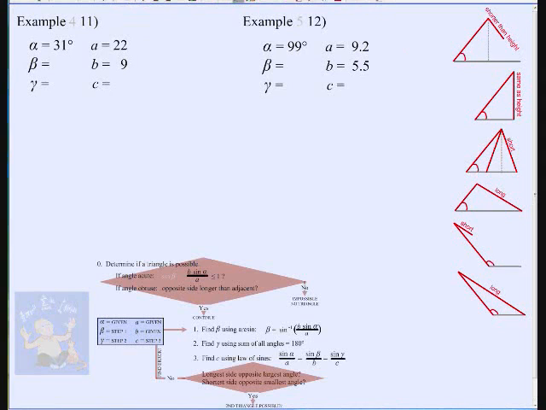Let's go through an example. We've actually seen this example before, so this should be pretty easy for us. First, we'll draw that sketch. We have an alpha of 31 degrees.